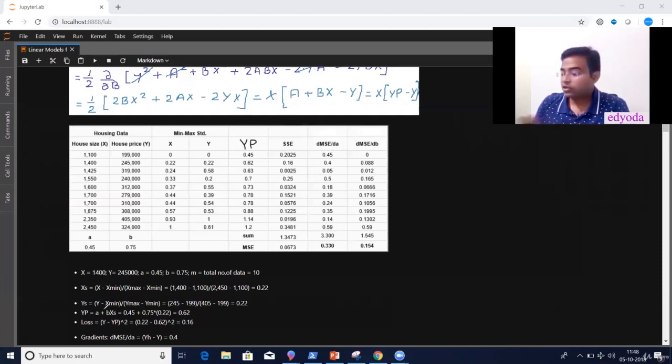Now we need to calculate the prediction. So let's have our initial values. This is the initial value of a, 0.45. Of course, it can be anything. This is the initial value of b, and the total number of data points is of course 10 in this case.